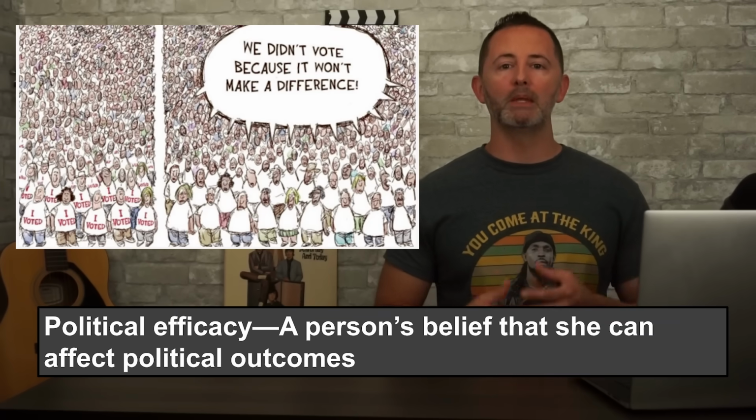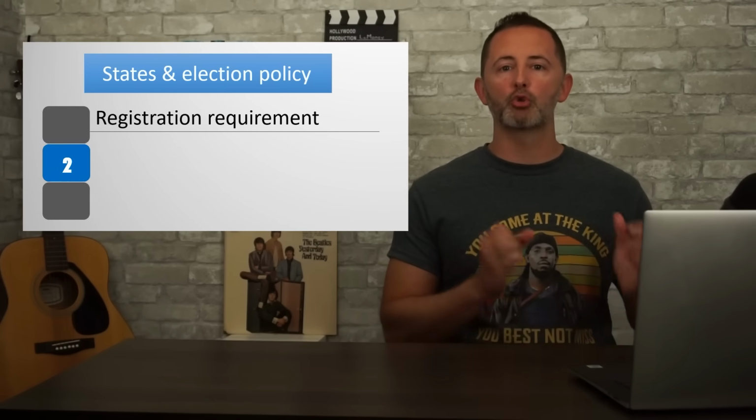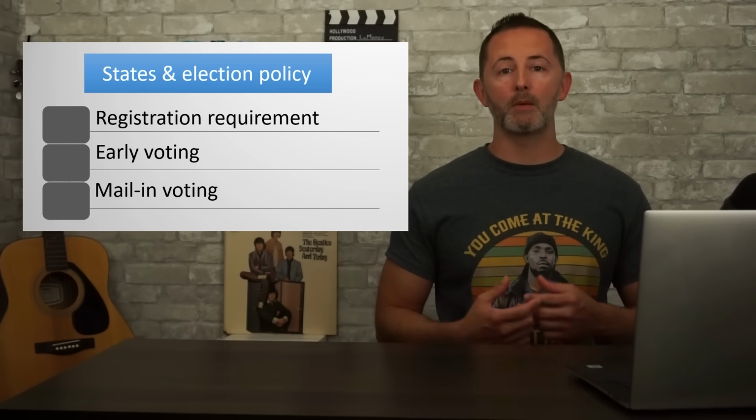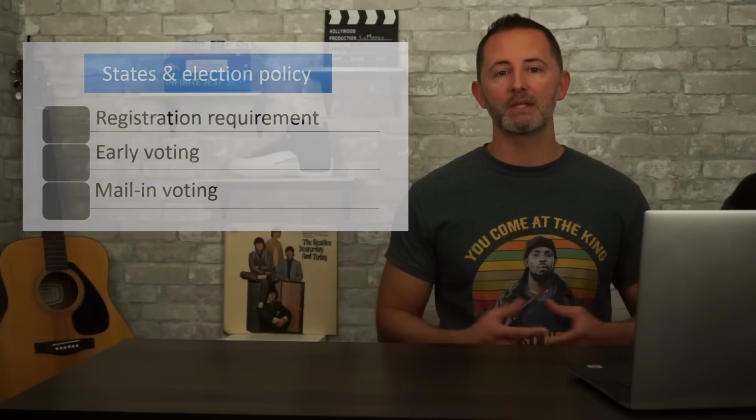And then there's the issue of people actually showing up and voting. At one level, this can be as simple as whether a person has strong political efficacy, the belief that her vote matters and that she can influence policy. There are also structural barriers, like the requirement in most states that voters must register before the election, and there may be more or fewer options when it comes to early voting and mail-in voting depending on your state.